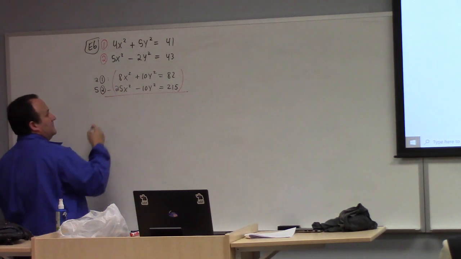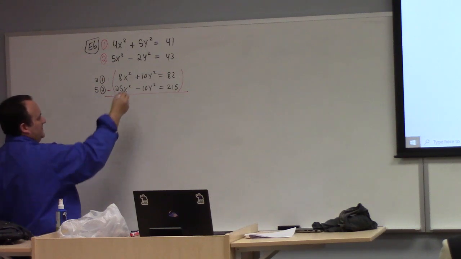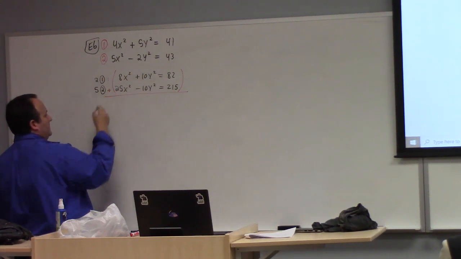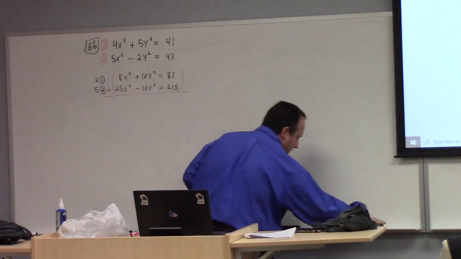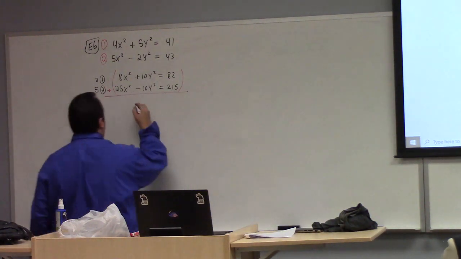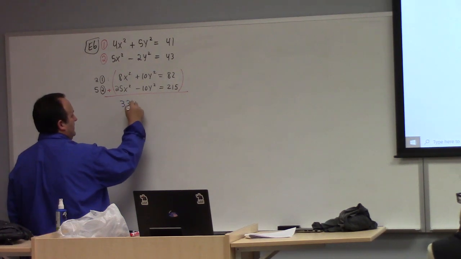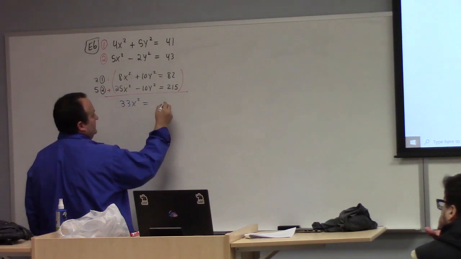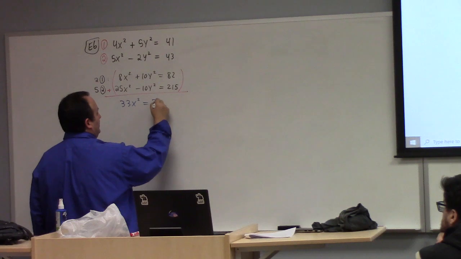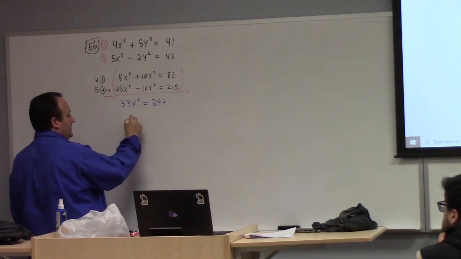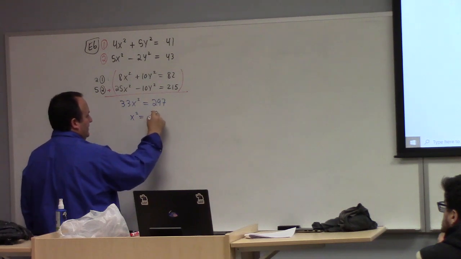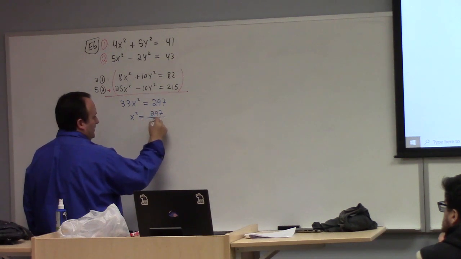Subtract those. Oh, excuse me, add those, right? Because it's plus minus, so add. And when I add those, I get 33x squared equals 297, right? And so x squared is 297 over 33.